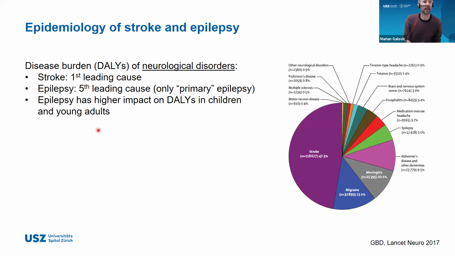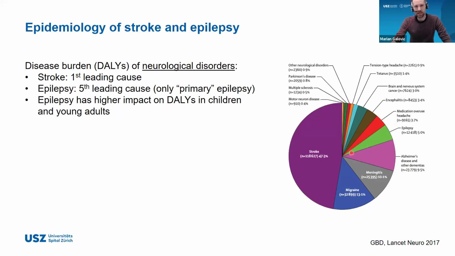Now, looking at disease burden of neurological disorders, stroke is the number one leading cause of disease burden of neurological disorders. What about epilepsy? Epilepsy is displayed here in green. It's number 5. So we have stroke, migraine, meningitis, Alzheimer's disease, and other dementias. And then comes epilepsy. But the impact of epilepsy is very high, particularly in children and young adults.